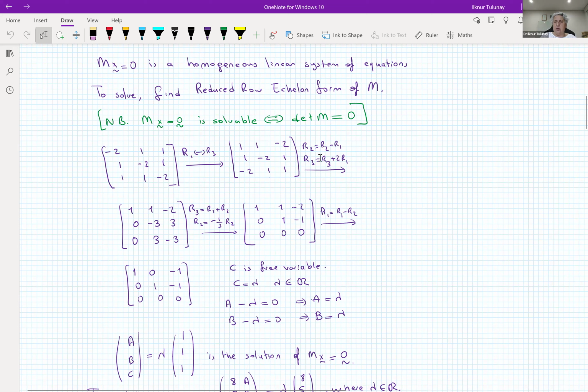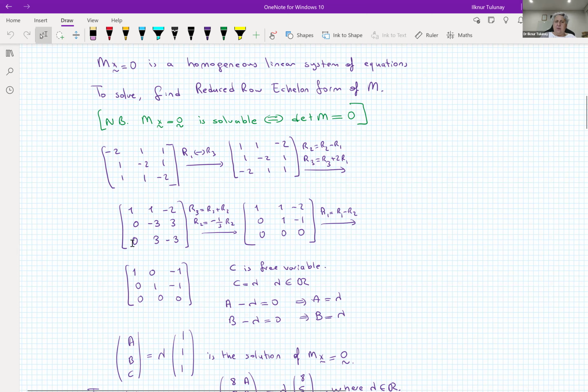Now I'm going to do this row operation. So I'm multiplying this row by 2 and adding the last row. So that's 0. 2 times 2 plus 1 is 3. Minus 2 times 2 is minus 4. Plus 1 is minus 3.